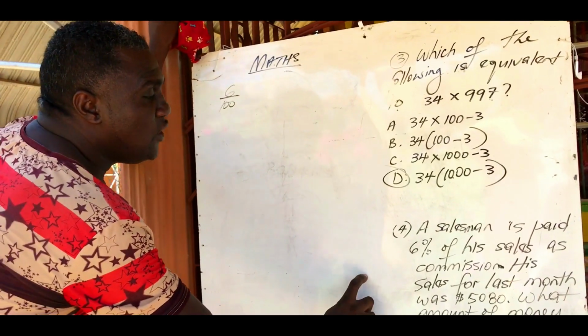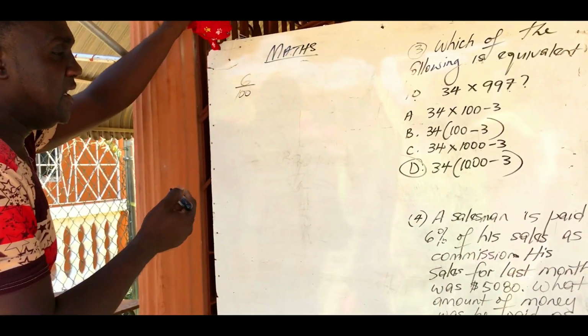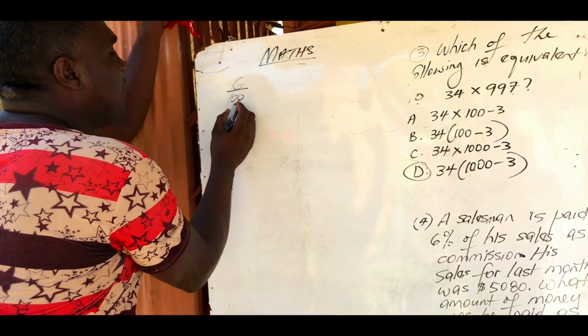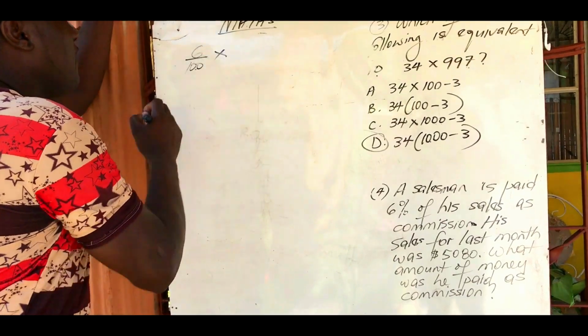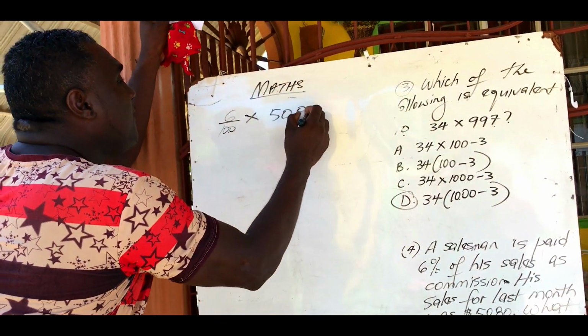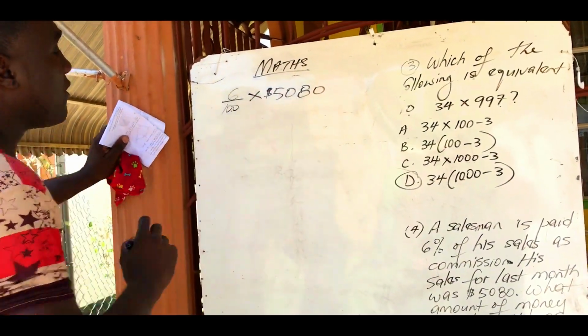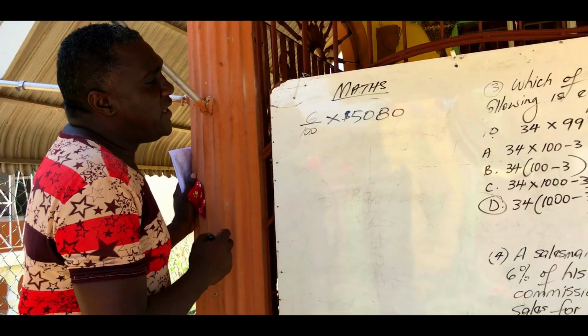So what you get here is that the sales for last month is $5,080. So it is 6% written as 6 over 100 of $5,080. Of in maths means to multiply, and you write down the multiplication sign quickly, $5,080. Now remember, you don't have access to a calculator. So how do we go about this?